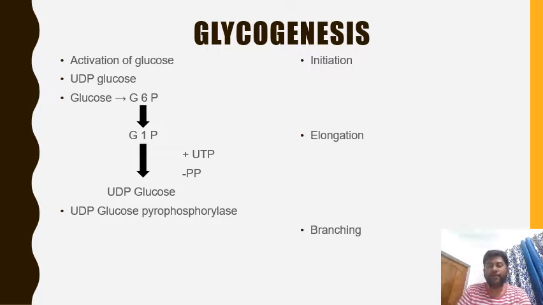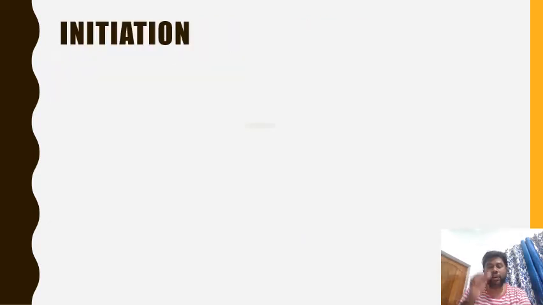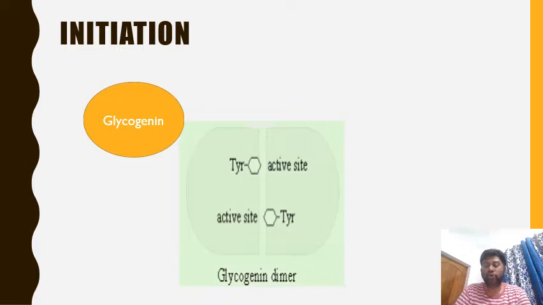First, we will start with the process of initiation. How is glycogen synthesis initiated? For initiating glycogen synthesis, we need a primer called glycogenin. This glycogenin is actually a dimeric glycoprotein. Dimeric means it is made up of two units. Glycoprotein means along with protein, it also contains a few residues of glucose molecules. Usually 4 to 6 glucose residues will be attached to each of the monomers of the glycogenin dimer.